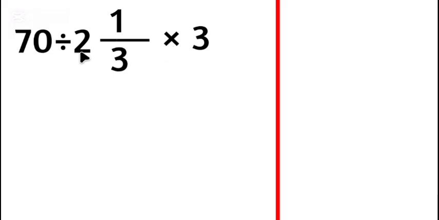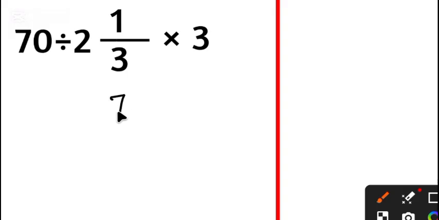Okay? Changing the mixed number to improper fraction. 2 times 3 is 6. 6 plus 1 is 7. We begin with this division, right? 70 divided by 7 over 3.